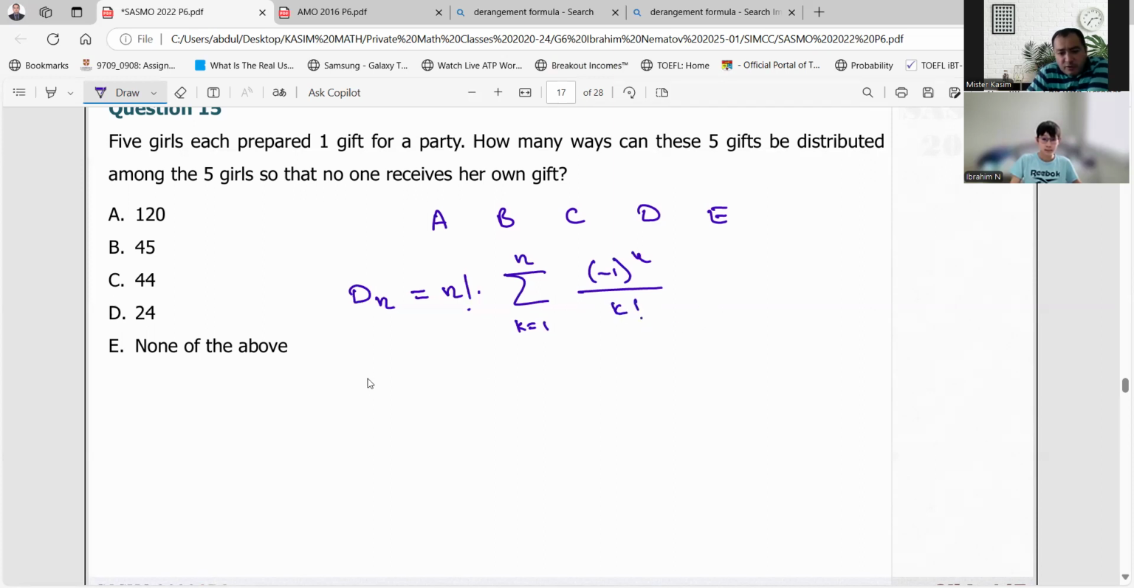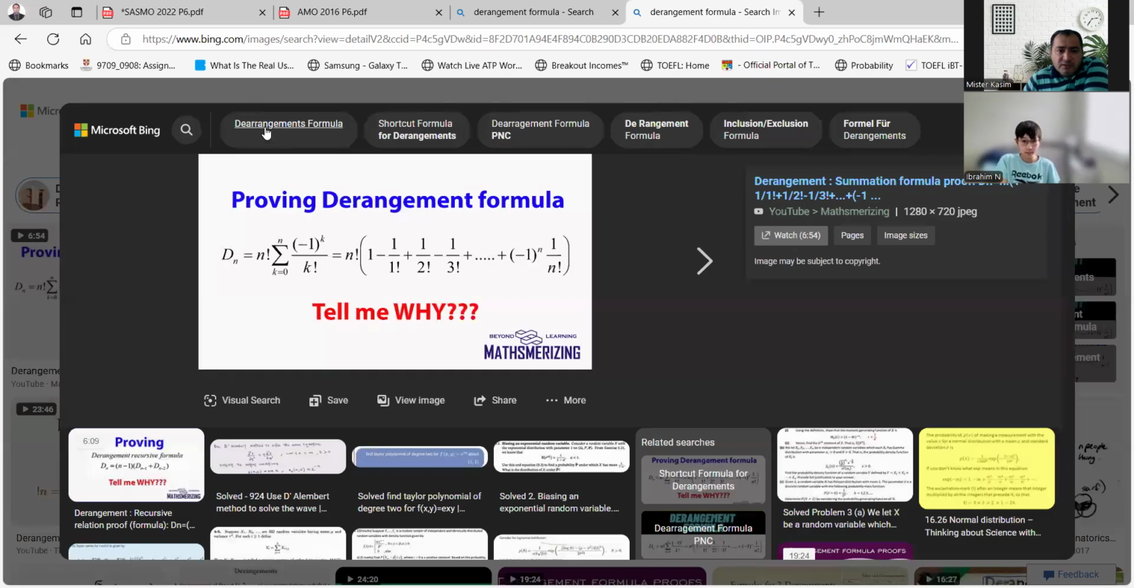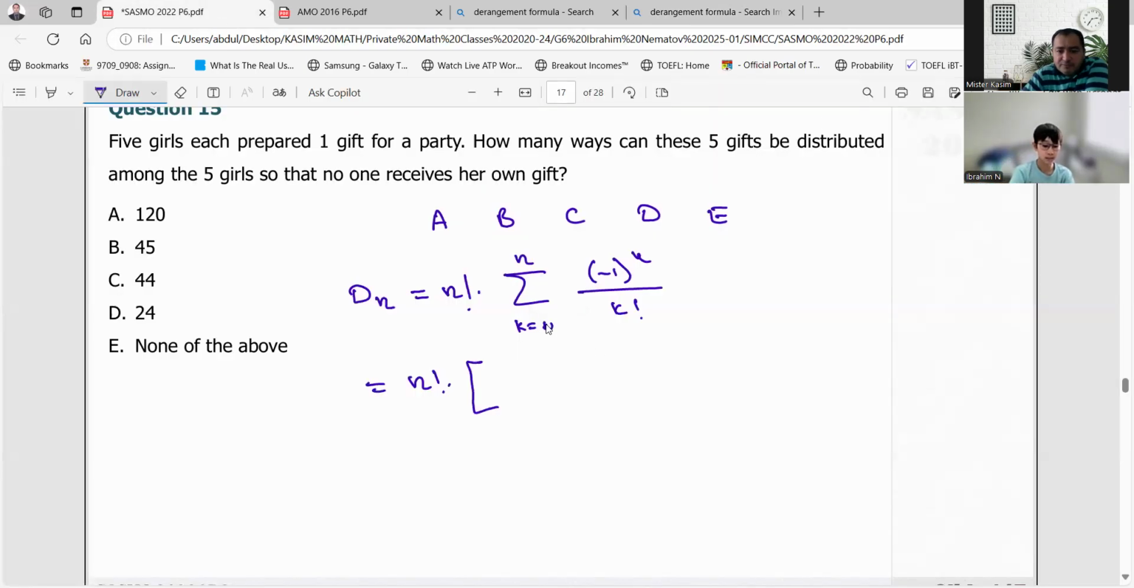But actually, if you write the long one, it's easy to remember. Here we have n factorial and open parenthesis. The sum should start with k equal to 0. When it is 0, -1 to the power of 0 over 0 factorial is 1. And after that, plus, minus, plus, minus. So the next one is minus 1 over 2 factorial plus 1 over 3 factorial minus 1 over 4 factorial, and so on.